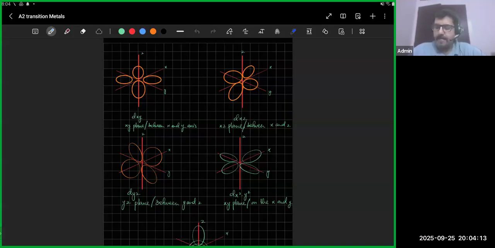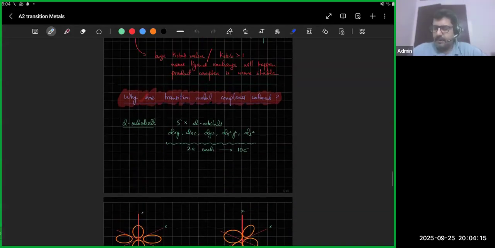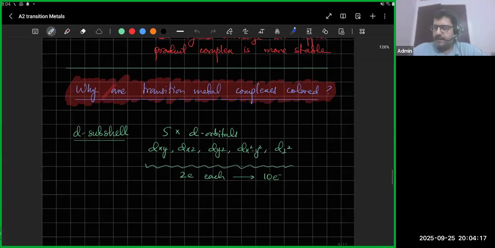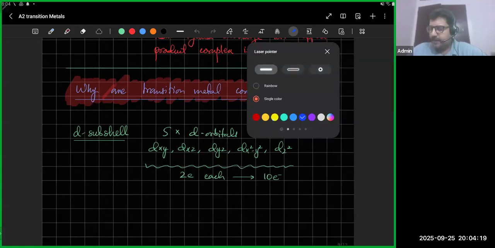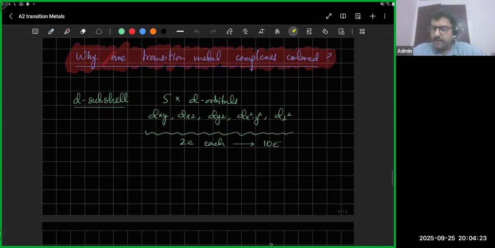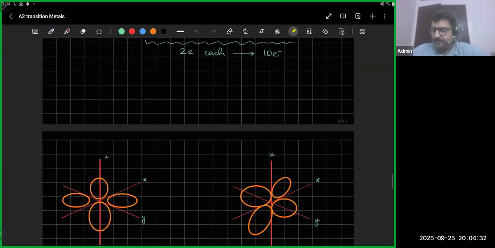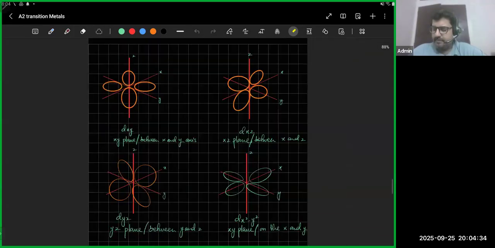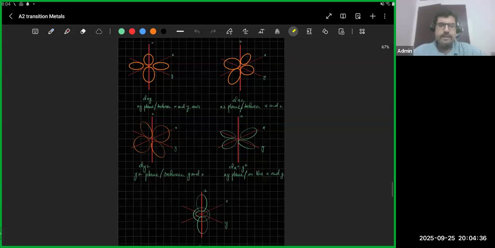A quick recap. Remember, we were doing the colored complex thing that's still not over yet. So we had to figure out why our transition metals are colored. It had something to do with the d-subshell, where you had five d orbitals, and this is how they looked. One of them had a different shape.